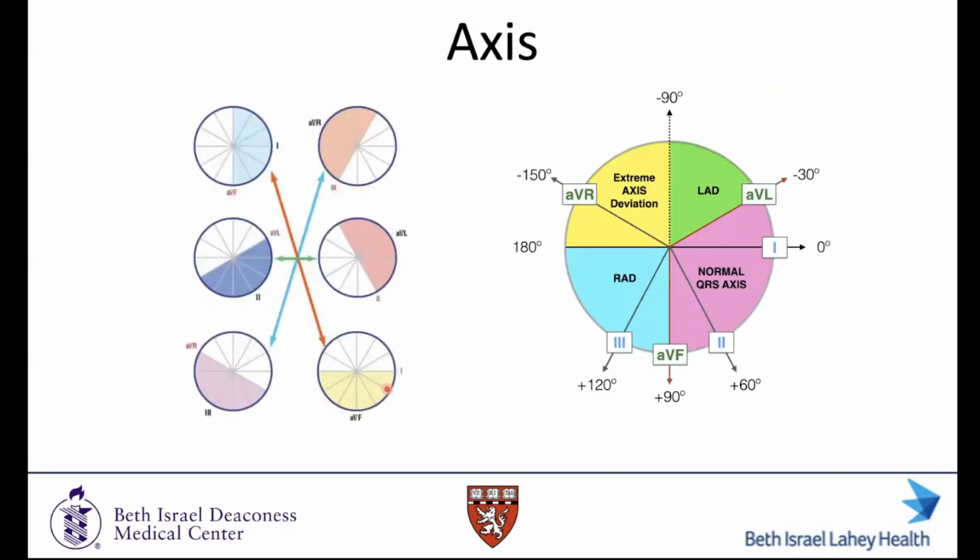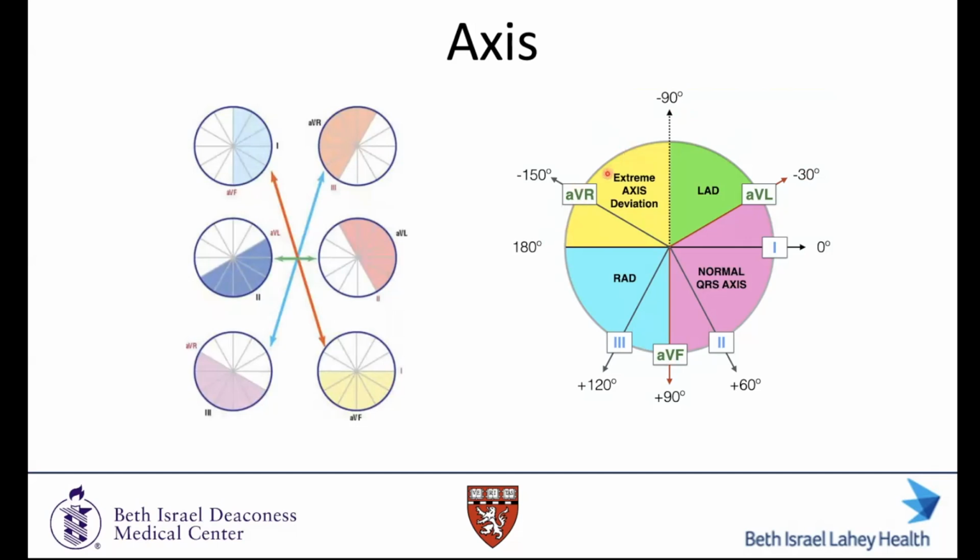When we're looking at electrical axis, our goal is to figure out where the net vector of the depolarization of the heart is pointing towards. Based on where this vector is pointing, that can tell us if there's certain pathology. So a normal QRS axis is between -30 to 90. Between +90 to 180 is a right axis deviation. -30 to -90 is a left axis deviation. And then within this range, we have an extreme axis deviation.